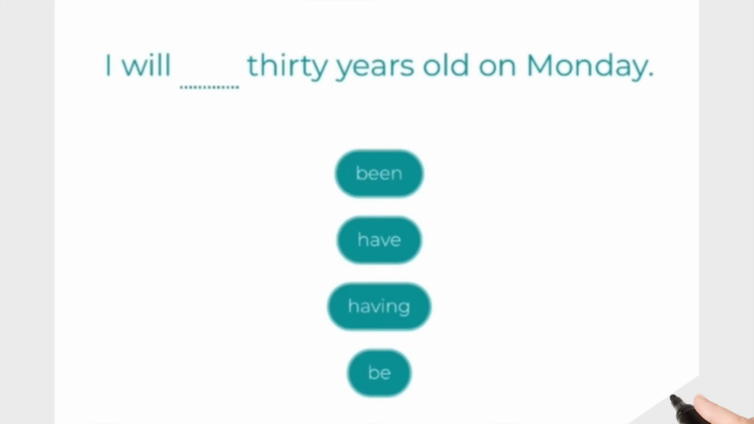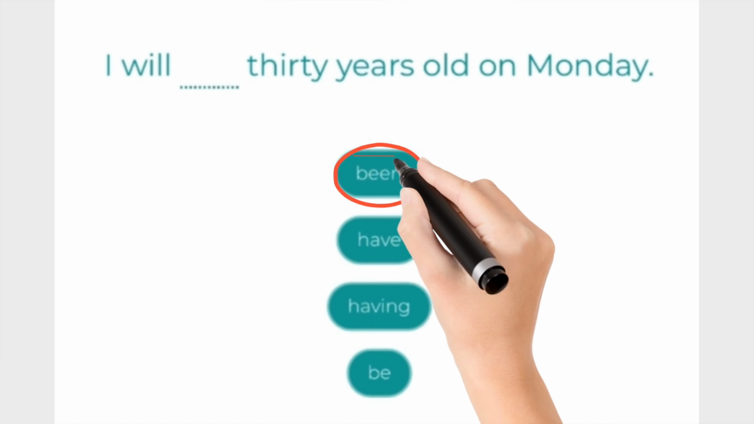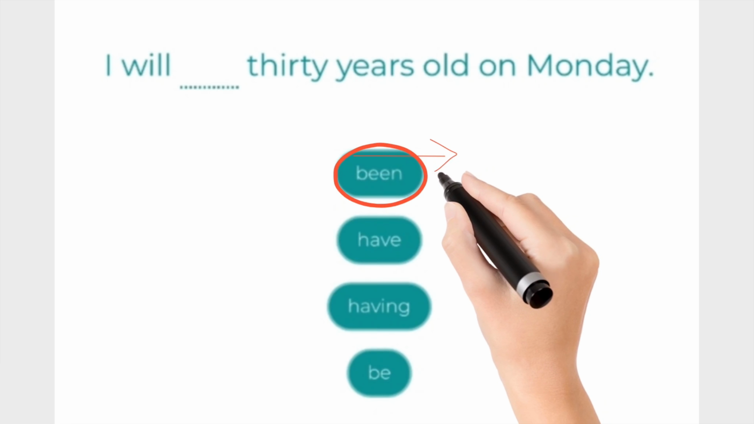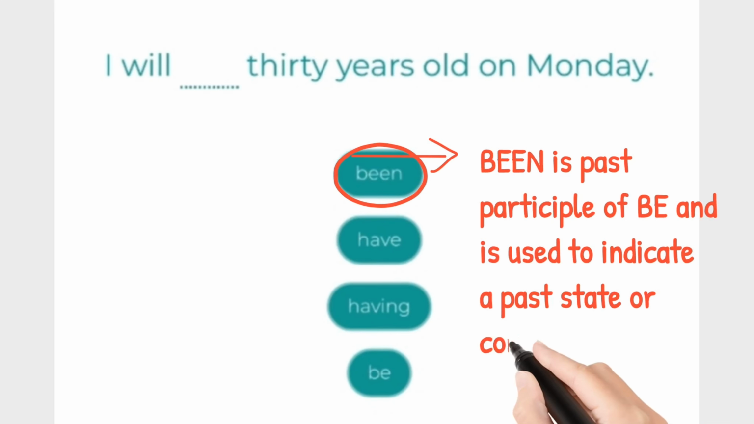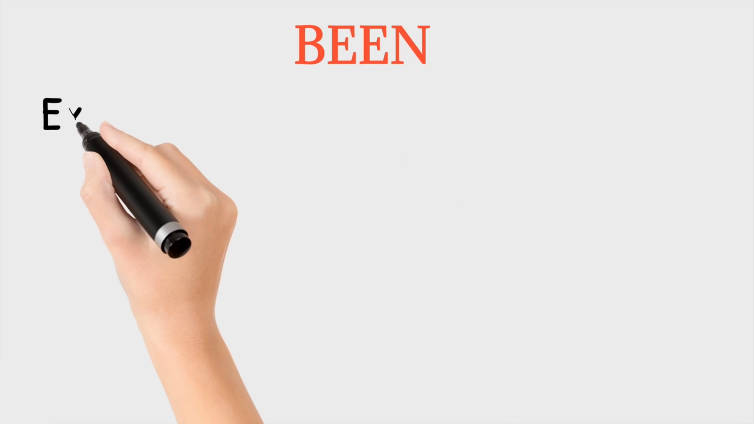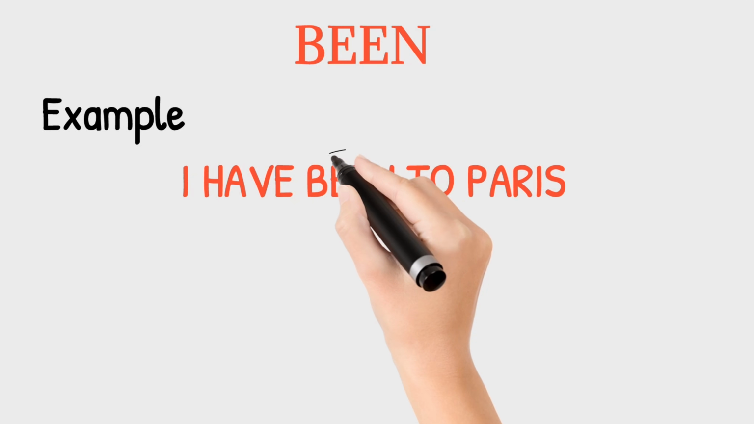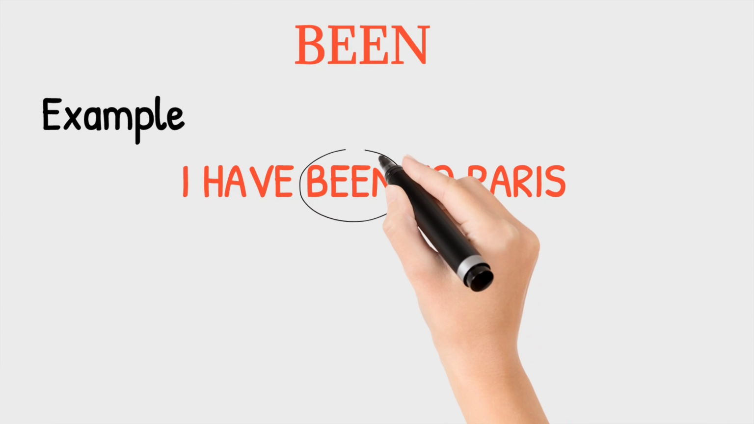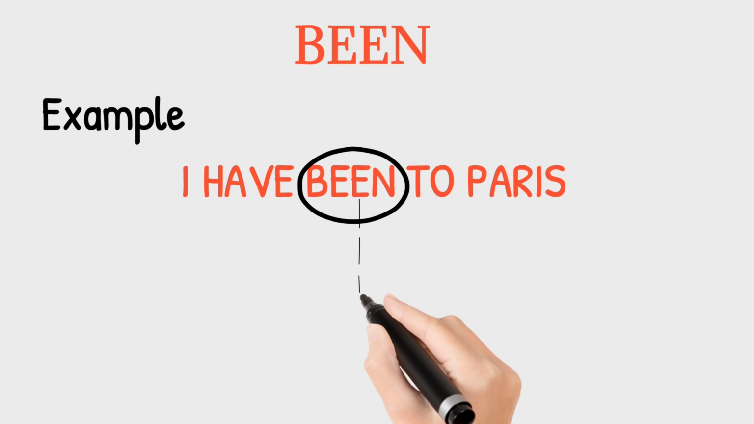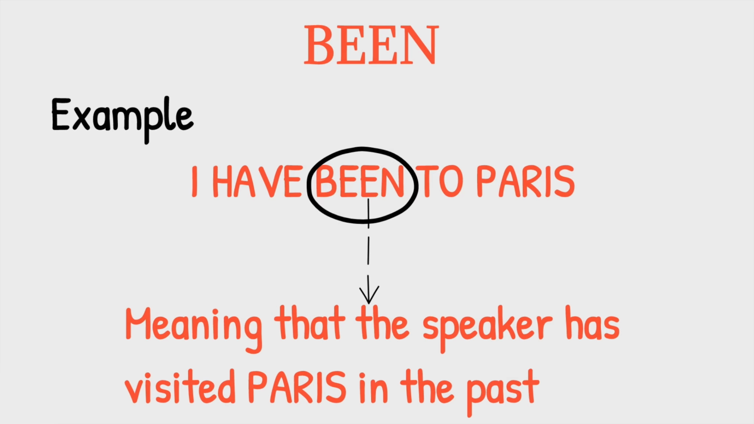How about the word been? Why don't we choose been? Because the word been is the past participle of be and is used to indicate a past state or condition. Let me give you an example. I have been to Paris. I repeat, I have been to Paris. The sentence indicates that the speaker has visited Paris in the past. This word doesn't fit the context of the sentence, as it does not convey a future state or condition.